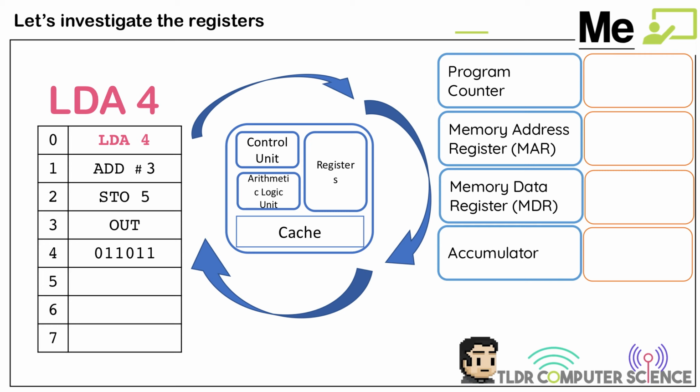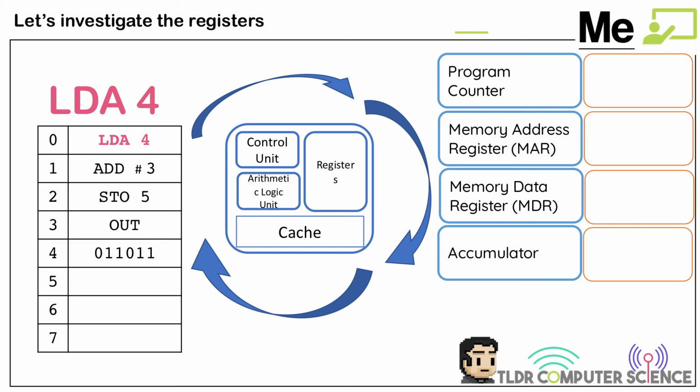These look very, very unfamiliar. Program counter, memory address register, memory data register, accumulator. That is not exactly everyday language, right? So let's try and model how they'd actually work. So we've got our memory with all our instructions stacked up. We've got our control unit. We've got all this. We're doing the fetch, decode, execute cycle.